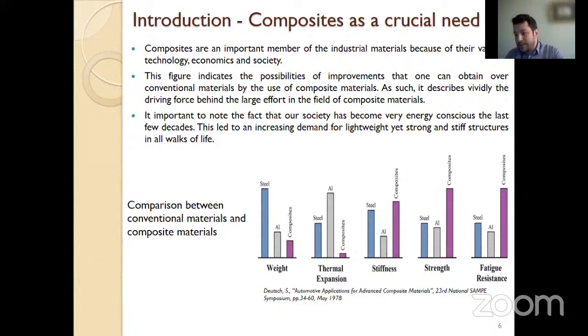So as you can see from this graph, glass fiber reinforced resins have been in use since the early 20th century. Glass fiber reinforced resins are very light and strong materials. The third quarter of the 20th century saw the emergence of the so-called advanced fibers of extremely high modulus, for example, boron, carbon, silicon carbide, and aluminum. It's important to note the fact that our society has become very energy conscious in the last few decades. This leads to an increasing demand for lightweight materials, yet strong and stiff structures in all walks of life.